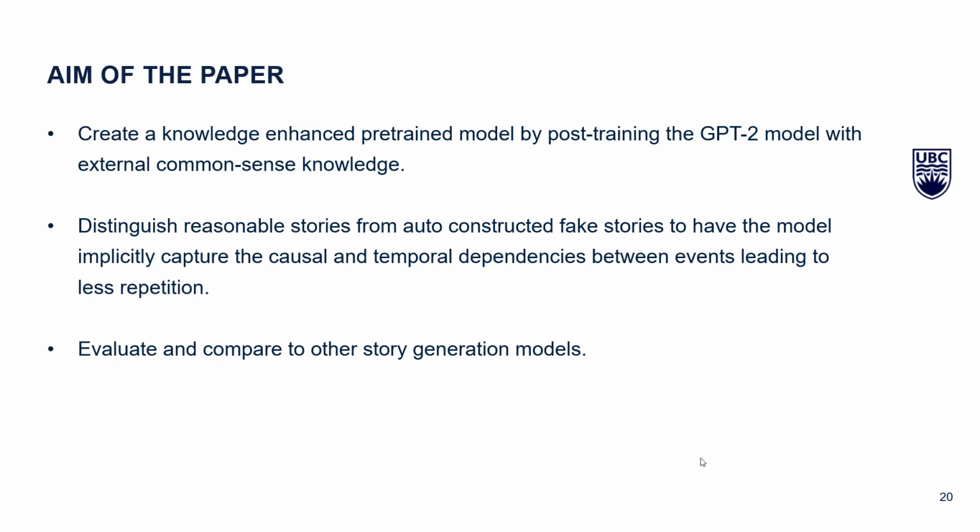The aim of this paper was to create a knowledge-enhanced pre-trained model by post-training the GPT-2 model with external common sense knowledge to distinguish reasonable stories from auto-constructed fake stories, to have the model implicitly capture the causal and temporal dependencies between events leading to less repetition, and then to evaluate and compare their model to other story generation models.